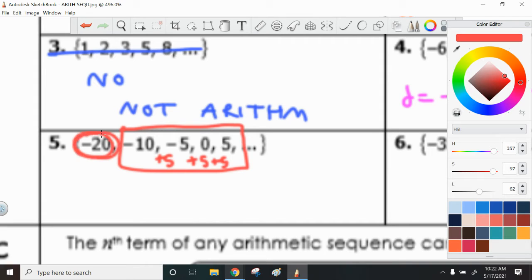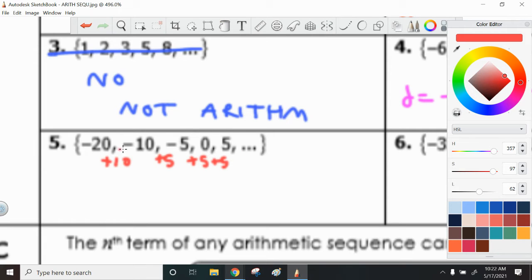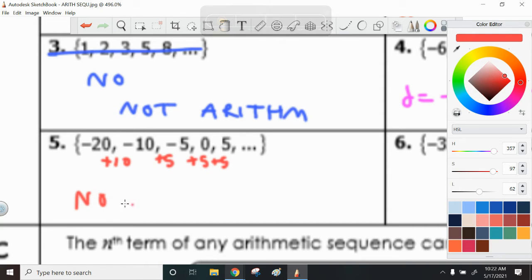But the 20 here kind of ruins the whole pattern, because with the 20 there, we actually need to add 10 to go from negative 20 to negative 10. And so is this adding the same thing every time? No. So this is no, not arithmetic.